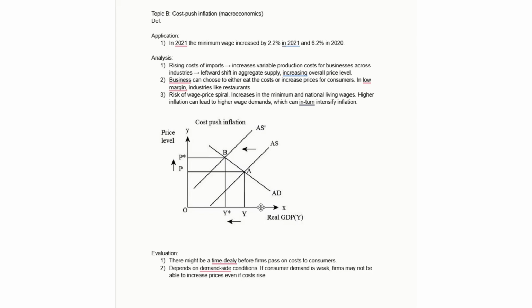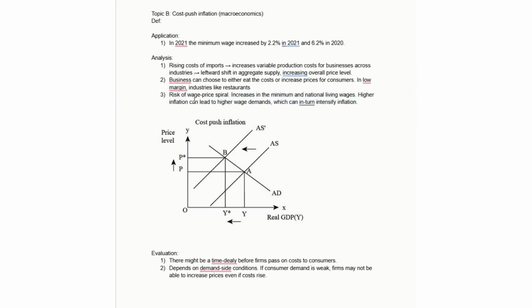this is going to increase the variable production costs for businesses across industries. So this is not just something that happens with restaurants, it's happening in other markets as well, which gives us this leftward shift in aggregate supply, and you get a higher overall price level. Again, I've got this point about businesses deciding to absorb costs or pass them on to consumers. I would not keep making this point over and over again. I've just left it in because there are lots of different places you could put it, but I wouldn't use it as evaluation and analysis in two of your topics. You don't need to say it 3 times, but there's plenty of other things we can say.